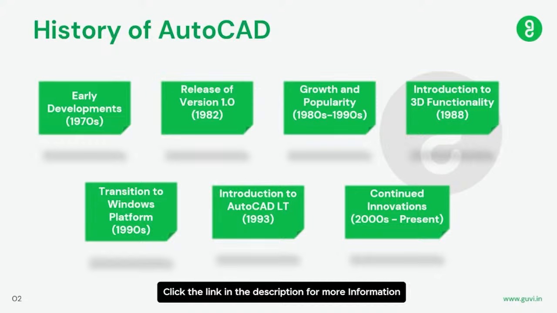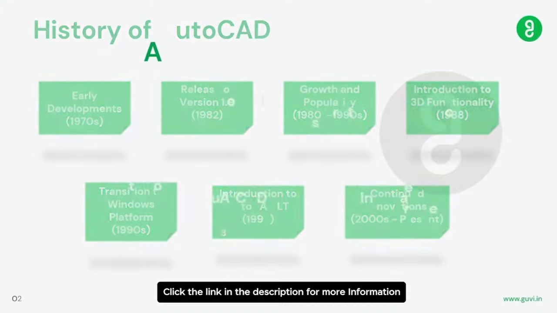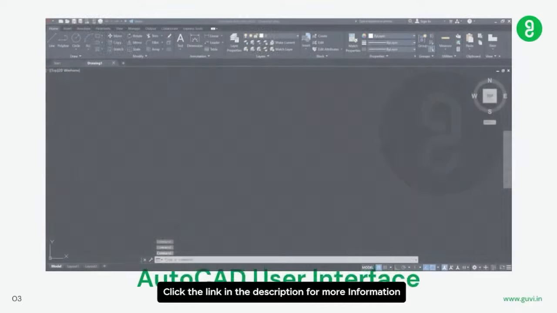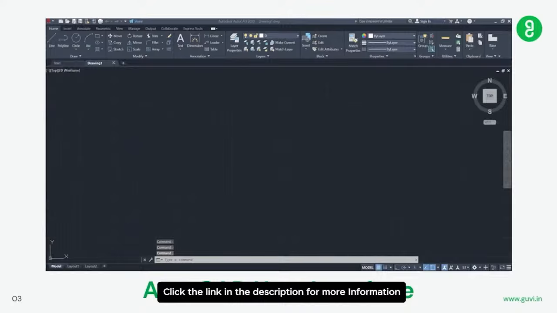With this, we now move on to just having a tiny discussion about the AutoCAD user interface. The AutoCAD user interface looks kind of like this when you open a new file. We'll see how to open a new file in the upcoming sessions, but when you do, this is what you'll be seeing.